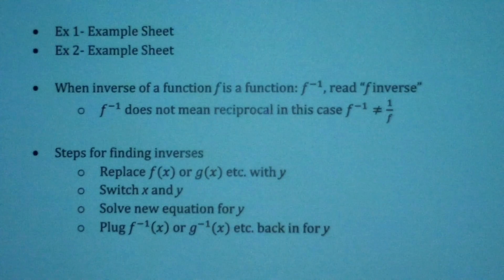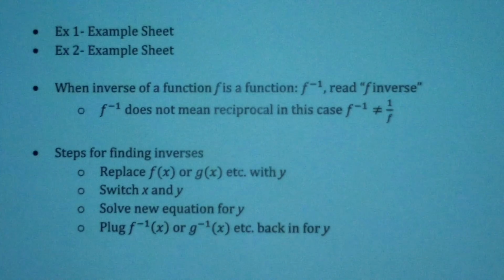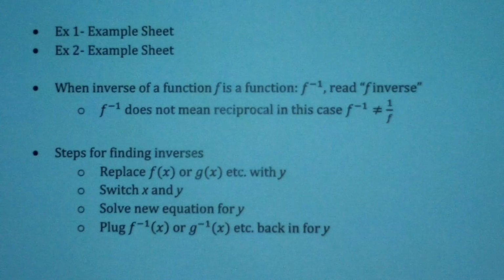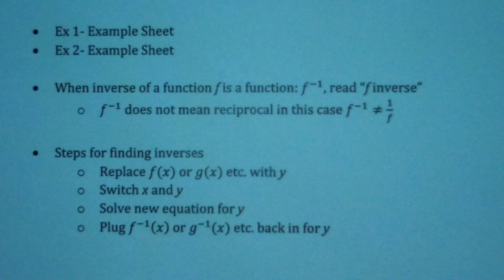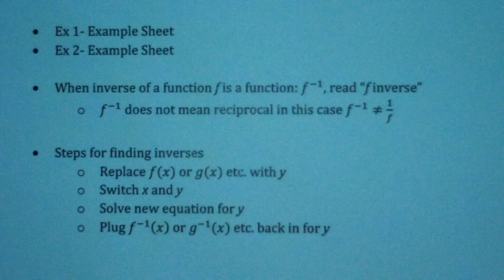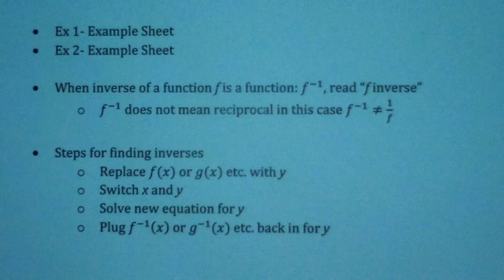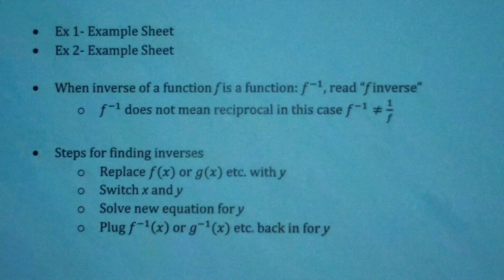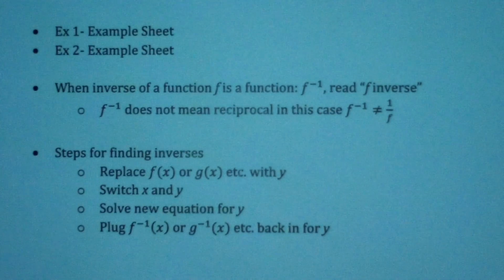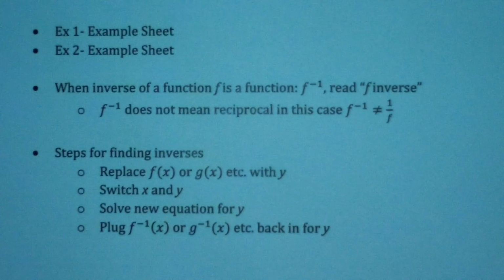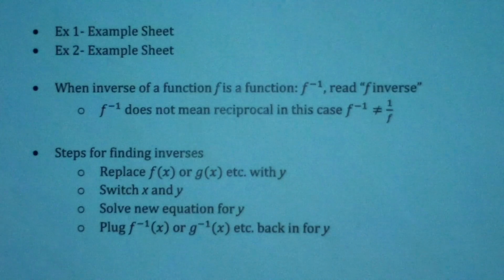And then our steps for finding inverse are very similar to what we did on that last one. They just add that if it's f of x or g of x, you put the y in there instead, because you can't switch an x and a y around if you don't even have a y. So put that y in first, then solve your new equation for y, and once it's solved for y, you put f inverse or g inverse in there instead. Okay, let's try to get through example 3 here, and then we'll leave the rest for tomorrow.